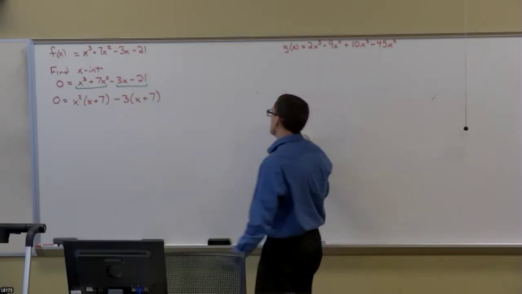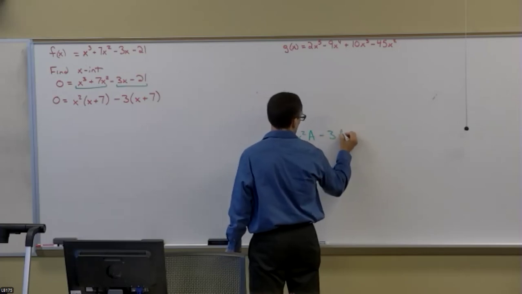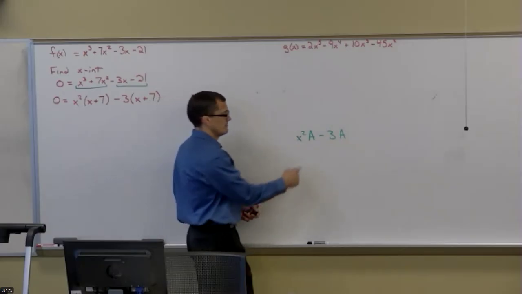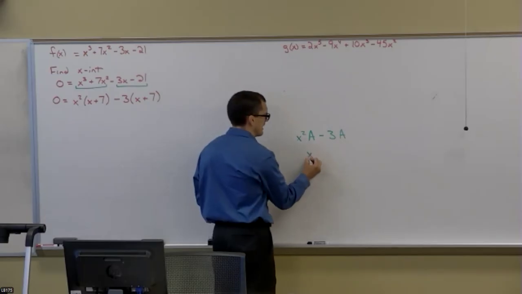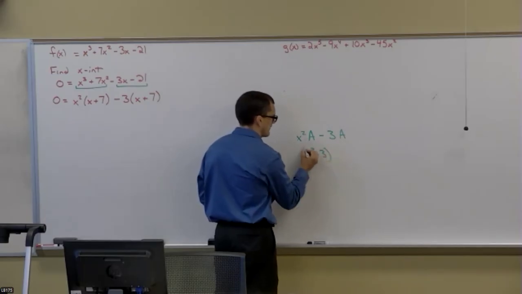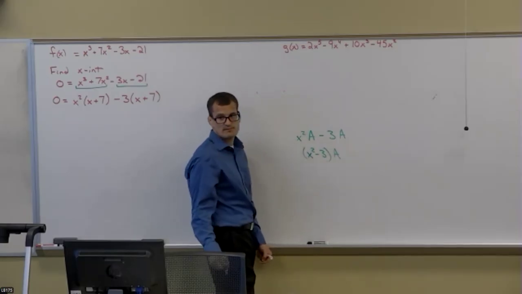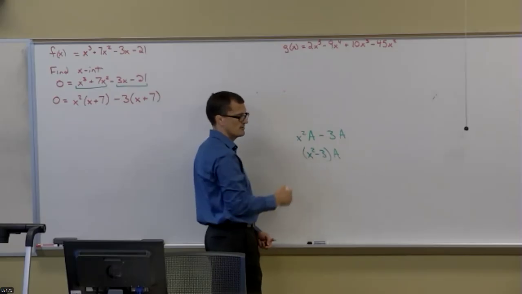Now, if somebody said we had x squared times some number a minus 3 times some number a, what we could do is factor out the a. We could say that's like x squared minus 3 times a. Do you follow that? So factor it out. I put it on the right this time. I could have put it on the left. It really doesn't matter.